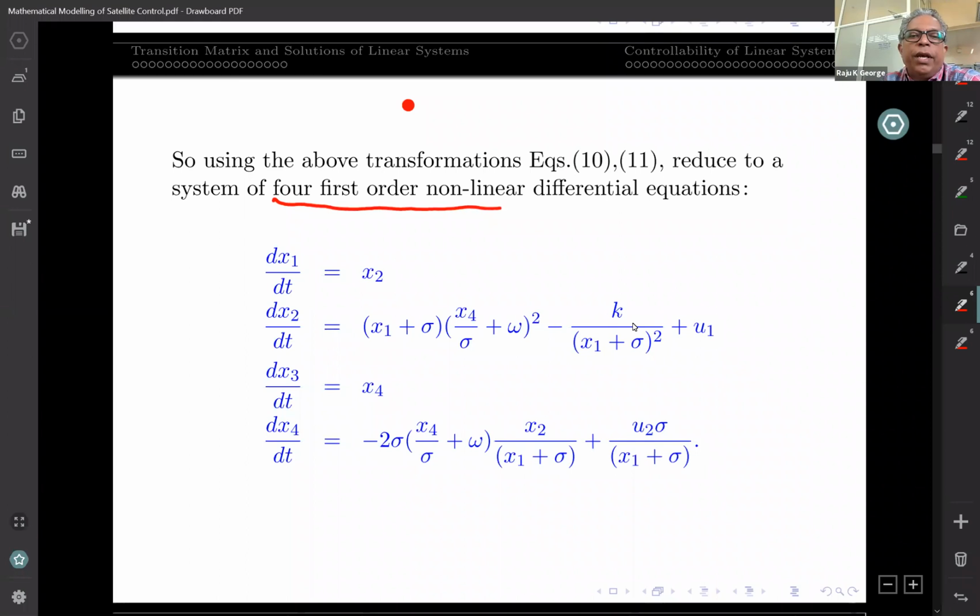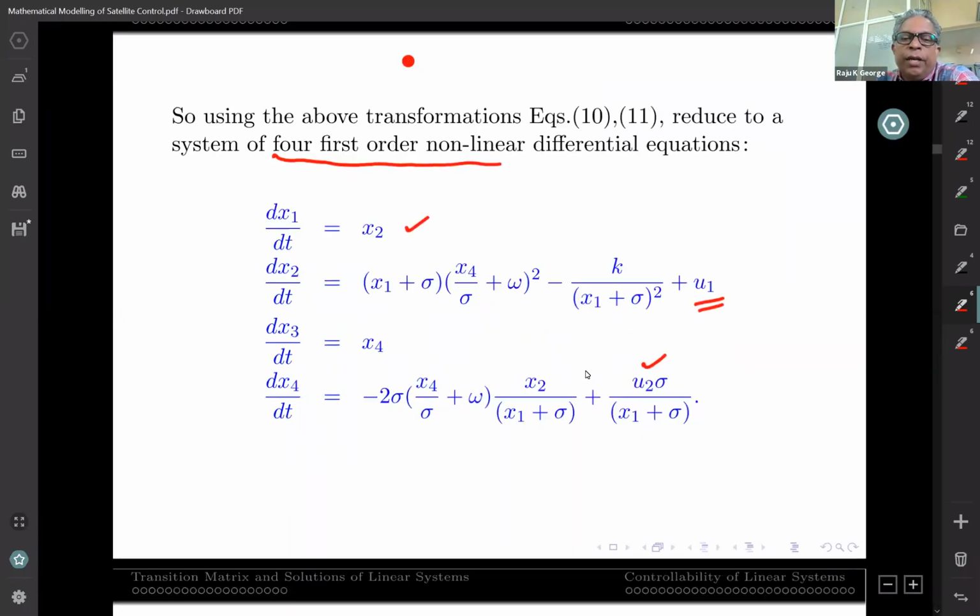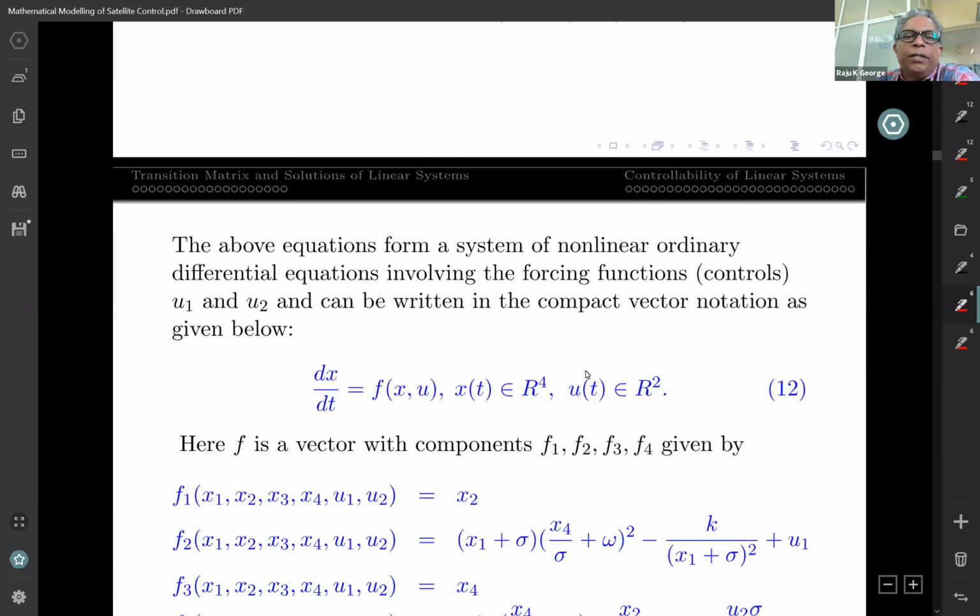dx1/dt is x2, and dx2/dt is coming from the first equation, and here you have the controller u1. dx3/dt is x4, and dx4/dt is coming from the second equation, where u2, the thruster, is also included. So these are the four first order equations representing the dynamics of the artificial satellite. Now we will write this into a compact form.